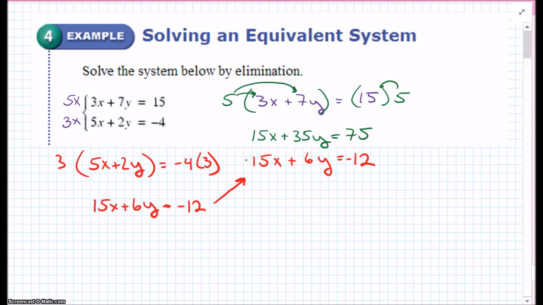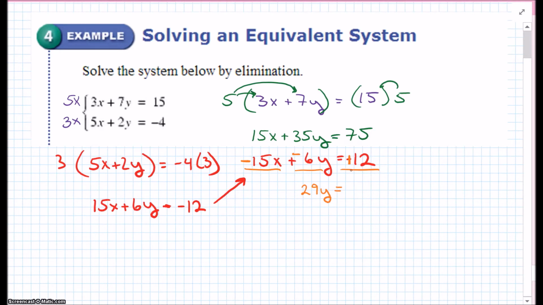Change the signs on the bottom one. So that's going to become a negative 15, a negative 6y, and a plus 12. So when we sum these up for elimination, the 15x's are going to cancel. 35y minus 6y is 29y.